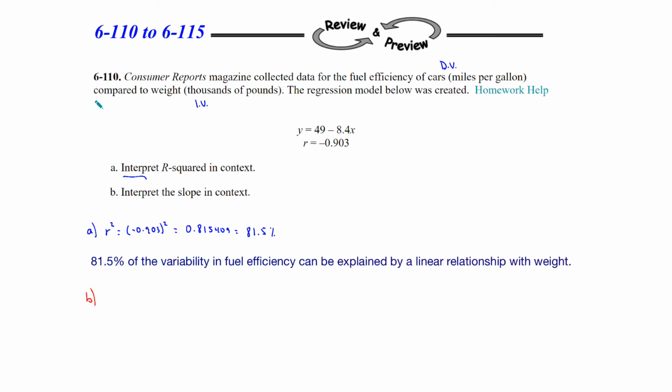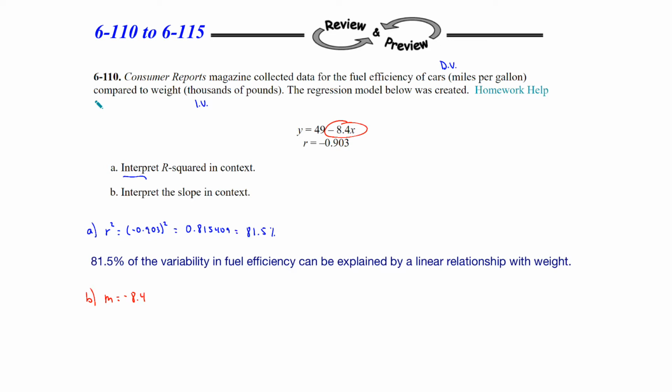All right, question B, it says interpret the slope in context. So we have the slope as negative 8.4. All right, and so slope is the change of y over the change of x. So we have the change of y, which is the miles per gallon, over the change of x, which is your weight. Now that is in thousands of pounds. So this 8.4 over 1 would represent 1,000 pounds. So it is a negative slope, so we do know we have a negative association.